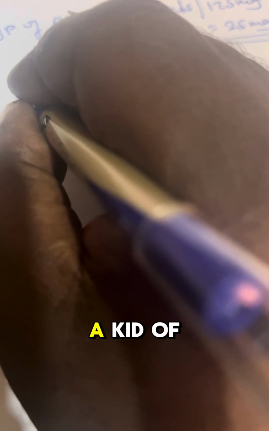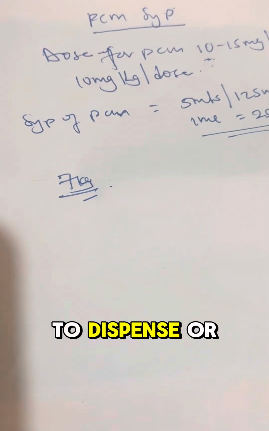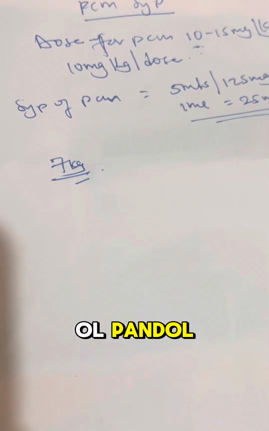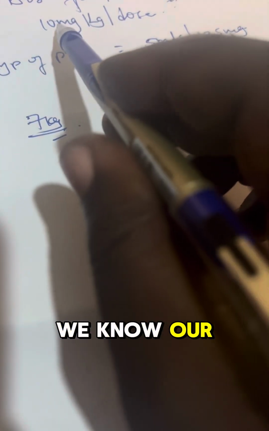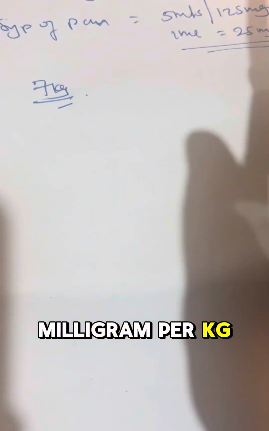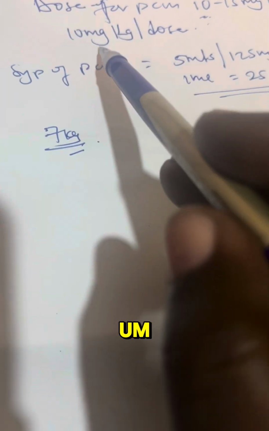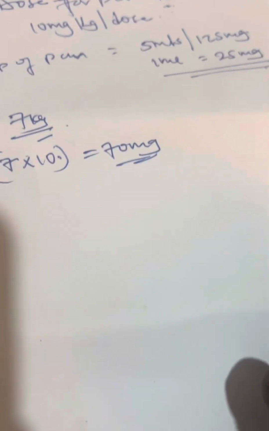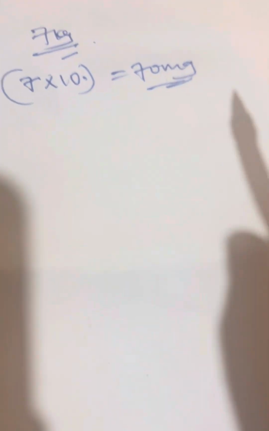Okay, now let us assume we have a kid of 7 kilograms, and I want to dispense or to give paracetamol, Panadol. So what we do, we know our dose is 10 milligram per kg or 15, but I always use 10 milligram per kg. So that will be 7 kilogram times 10 milligram. So this kid is supposed to get 70 milligrams of paracetamol. How do I give 70 milligrams of paracetamol?